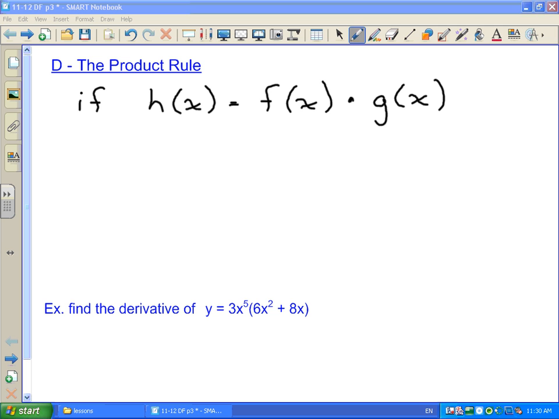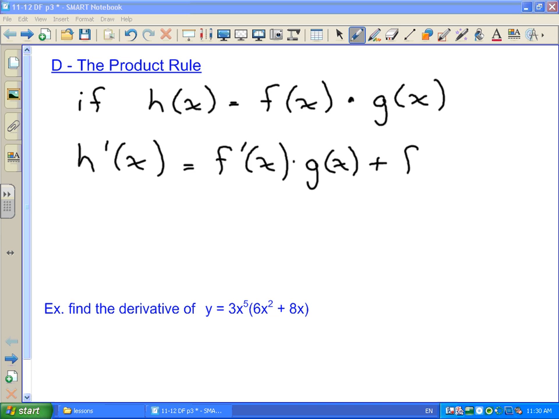But the rule itself is that if we want to find the derivative of h at x, so we want to find h primed at x, we find the derivative of f at x, so we'll have f primed at x. We'll multiply that by g at x, and then to this we will add our original function f at x multiplied by the derivative of g at x. So if it's made up of two functions, we take the derivative of the first, multiply it by the second, and add to it the first function multiplied by the derivative of the second.